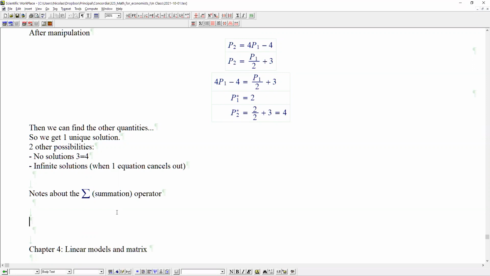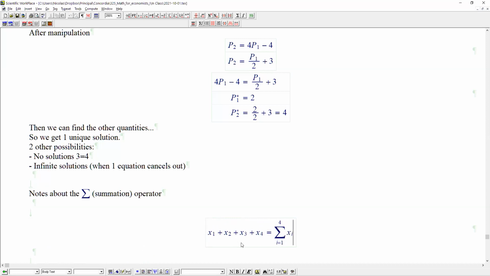So why do we use this? Well, we use this because it's much simpler to write down and to express complex expressions simply. So for example, x1 plus x2 plus x3 plus x4 can be written as sum i equals 1 to 4 of xi. So this is how we write it.